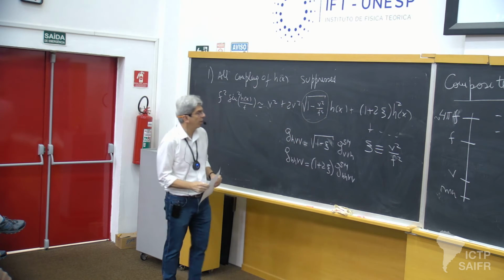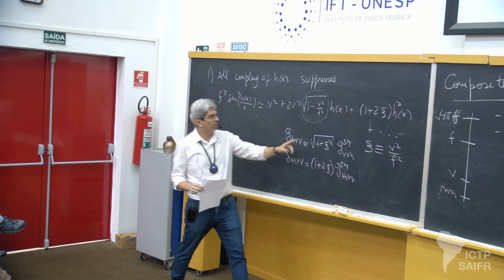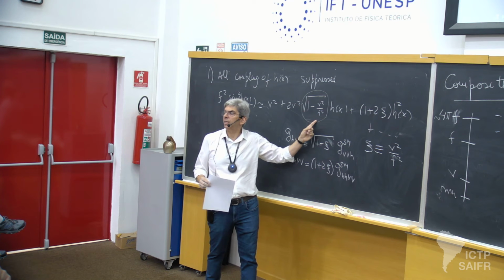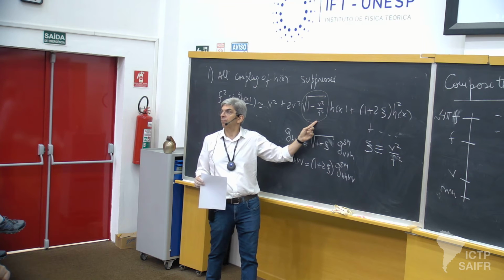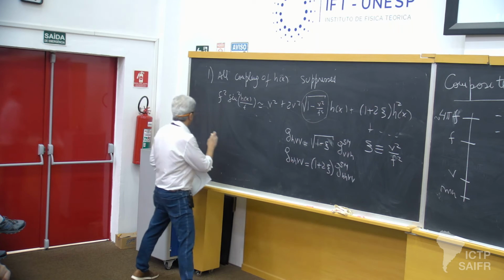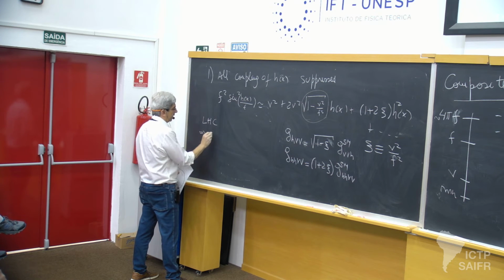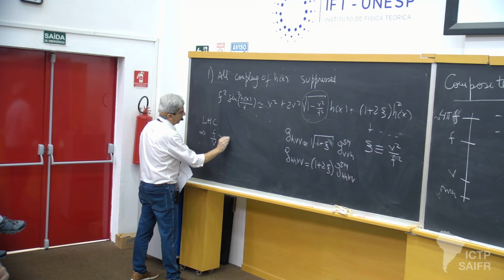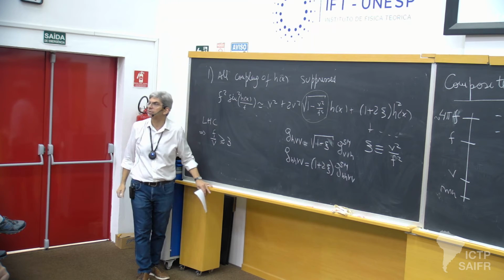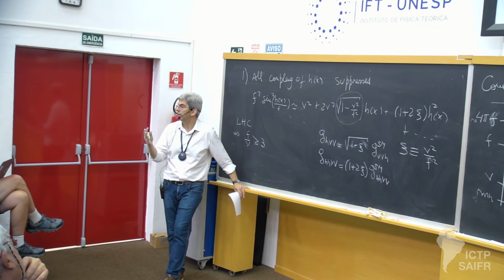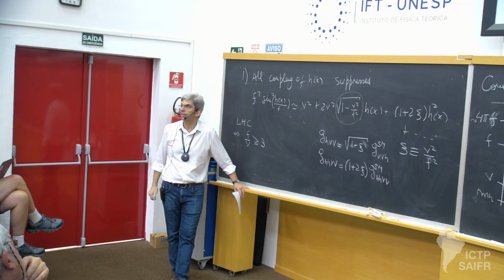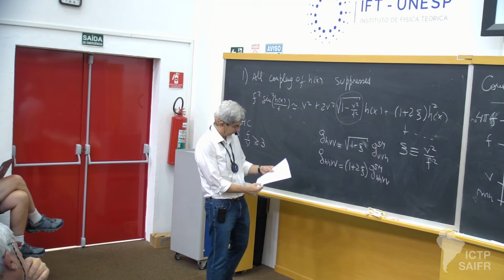So we already know from the measurements at the LHC that f has to be somewhat bigger than v. So LHC measurements imply that f over v has to be bigger than about 3. So 750 GeV, more or less, is the lowest scale f. Okay? And so that's that.